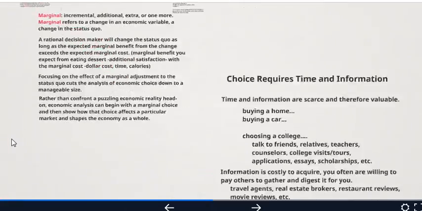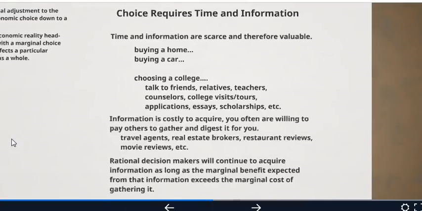All right, choice requires time and information. Okay? Time and information are scarce and therefore valuable. Like when you're buying a home, when you're buying a car, when you're choosing college. You need information when you do those things. So you're going to talk to friends, relatives, teachers, counselors. You're going to go on college visits, take tours, write applications, essays, apply for scholarships. Those are all things that you're going to do to choose for college.